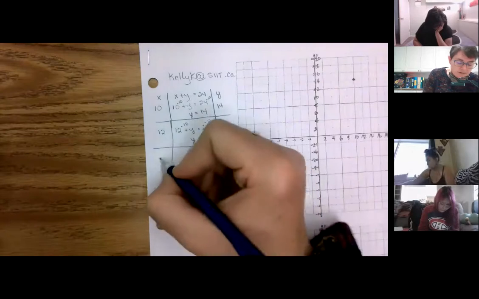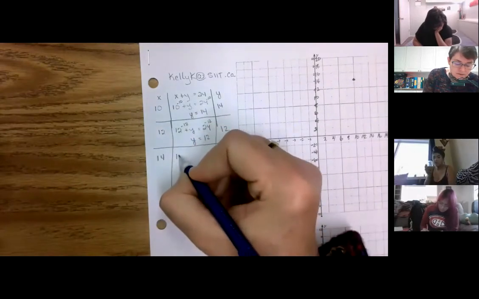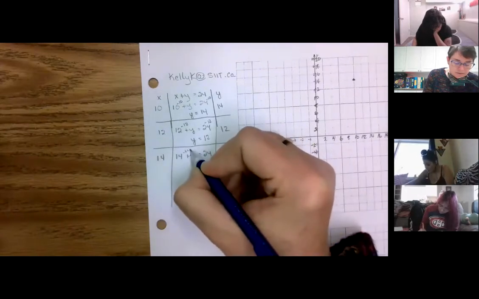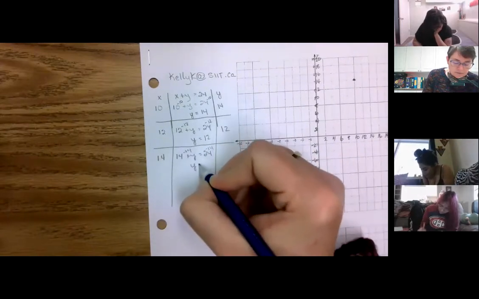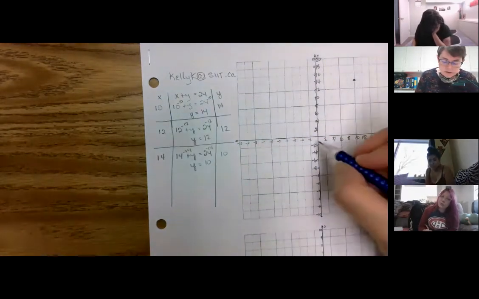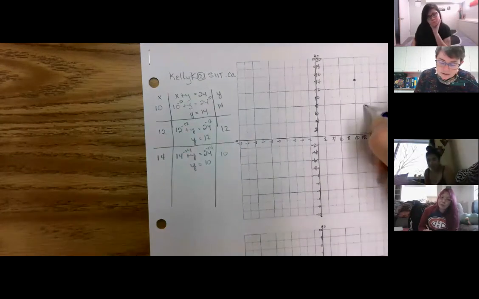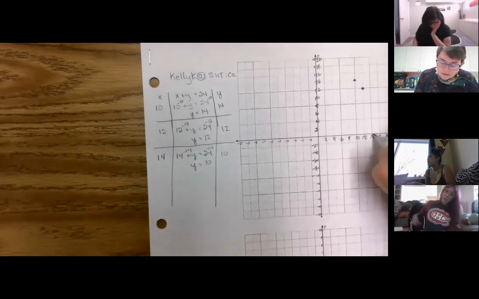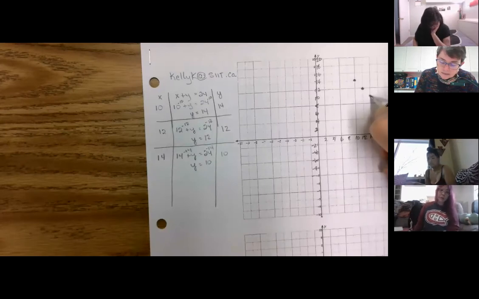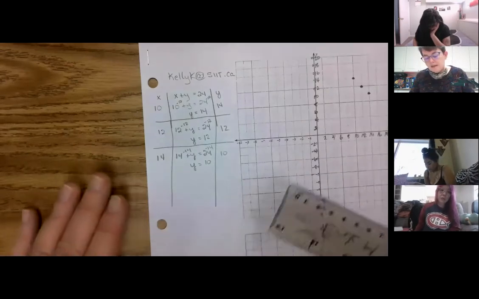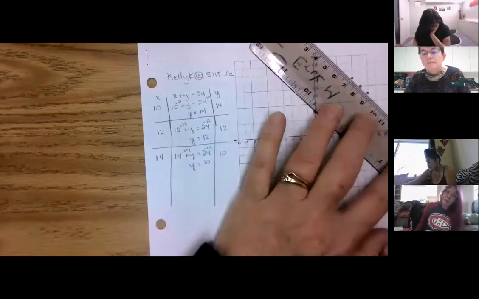And I'm just going to finish, well, let's do 14. So 14 plus y is 24. So y is going to be 10. All right, so 12 and 12, 12 over, 12 up. And 14 and 10, 14 over and 10 up. And those look like a nice straight line.